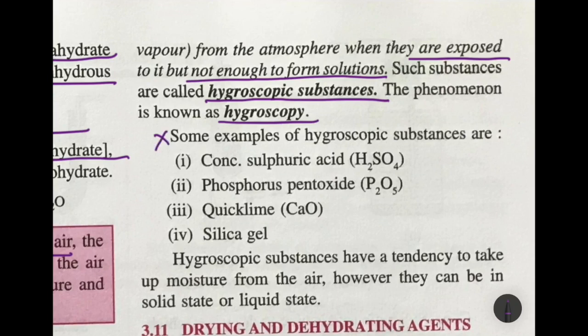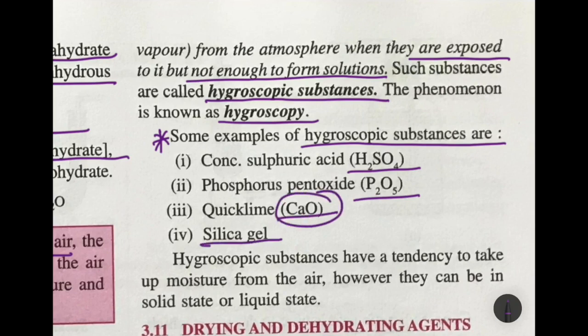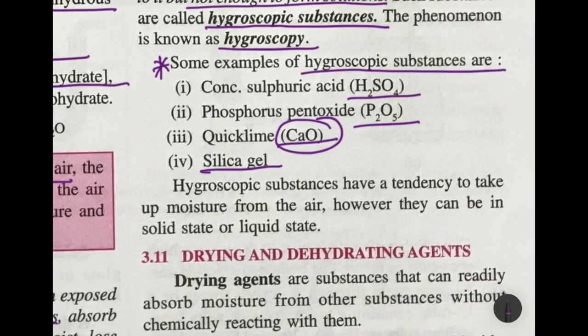Now you're also going to add the examples of hygroscopic substances in the assignment: concentrated sulfuric acid, phosphorus pentoxide, quicklime, calcium oxide, and silica gel. You have seen small packets inside shoes or bags, no? What is inside there? Silica gel, to absorb any moisture. So hygroscopic substances have a tendency to take up moisture from the air, and they can be in solid state as well as in liquid state.